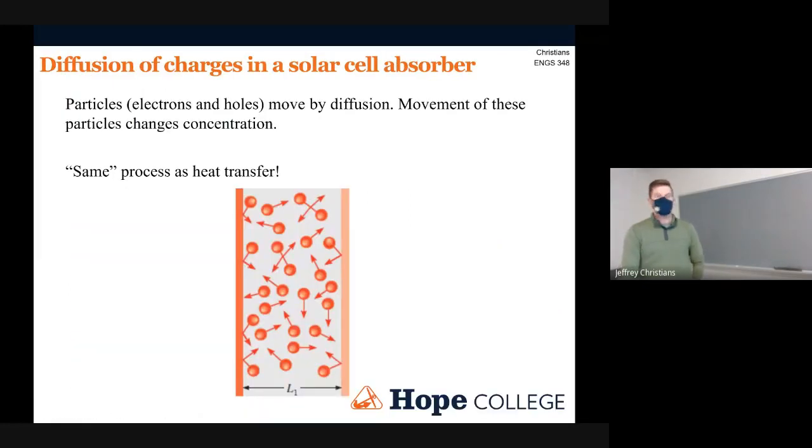Okay, so what does this have to do with diffusion? Particles move by diffusion just like heat moves by diffusion. So if what you want to do is look at how electrons in a solar cell are actually moving inside of those materials, you can do that with the same types of diffusion equations that we've been using to look at heat. So fundamentally it's a lot of the same types of processes. It's the same differential equations. You get a lot of the same solutions.